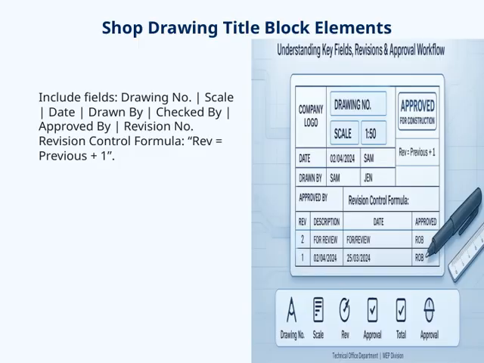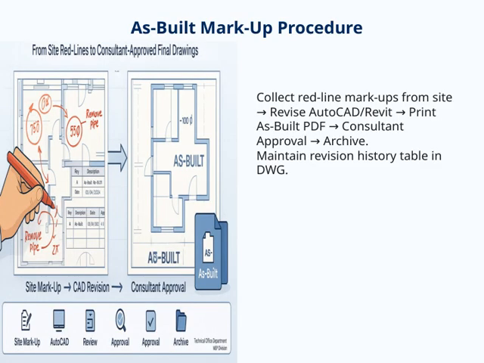Now, let's walk through the as-built markup procedure, which is a critical part of our project documentation process. First, we start by collecting redline markups directly from the site. These markups typically highlight any changes or discrepancies observed during construction. Once we have these, the next step is to revise our AutoCAD or Revit models accordingly, ensuring they accurately reflect the as-built conditions. After making the necessary updates, we print out the revised drawings as a PDF, creating a clear, shareable record.